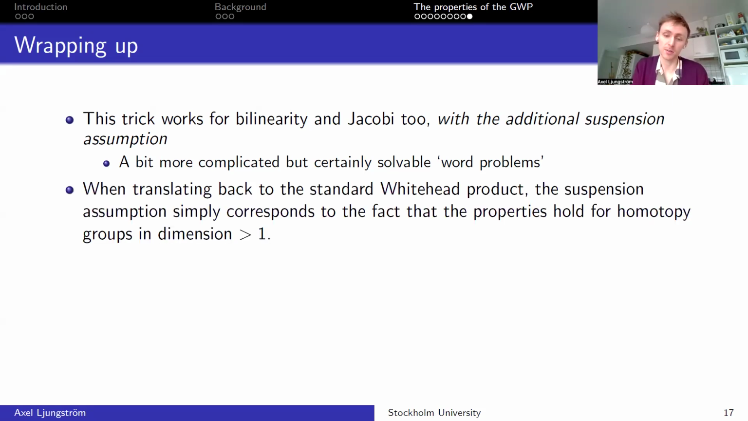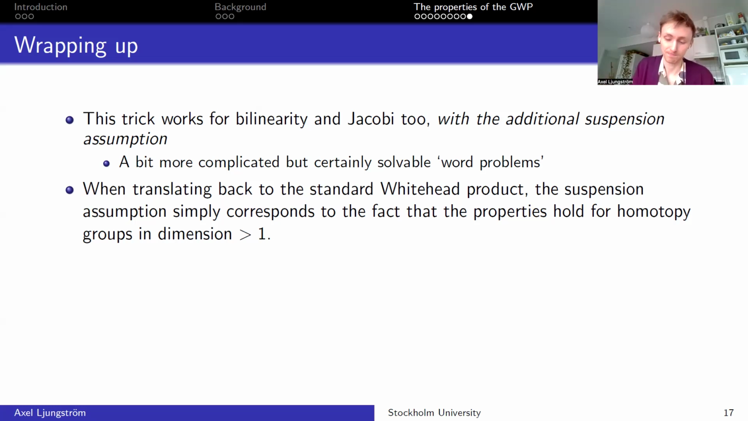And so this additional suspension requirement was really what got me stuck for a long time when I was trying to prove this, because I didn't realize it was needed. When you look at the classical literature, it's kind of hard to isolate. But really what this additional suspension requirement that made the proof work corresponds to is the fact that the usual Lie algebra properties of Whitehead products are supposed to apply only in dimension greater than 1. So if you translate this back to the usual Whitehead products, it just says that bilinearity, Jacobi, and symmetry apply in higher dimensions, which is the way it's supposed to be.